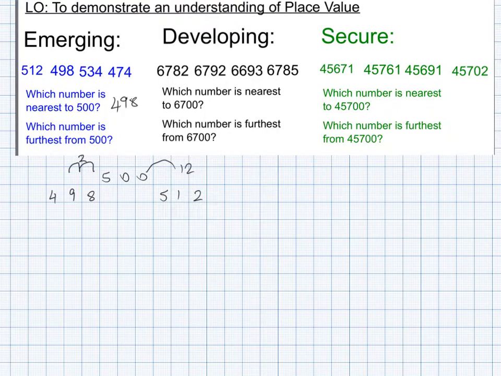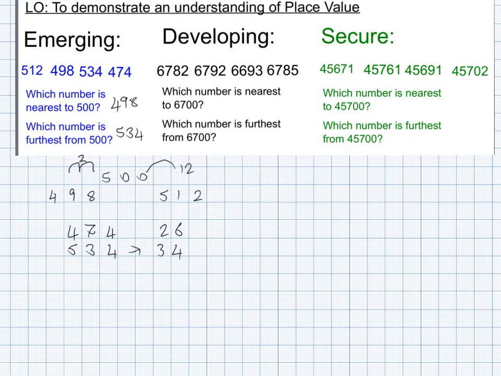When we look at the second set of numbers, we are looking at which ones are furthest. So in this case, it's going to be the remaining two numbers we choose between. So one is 474 and the other is 534. 534 would be quickly recognised to be 34 more. 474, if we count on from 474 to 480, that's a jump of 6. And then from 480 to 500 is another jump of 20. So we can see that 534 is the closer number.